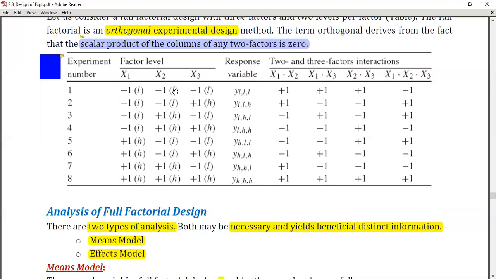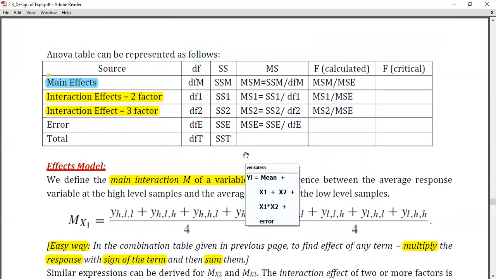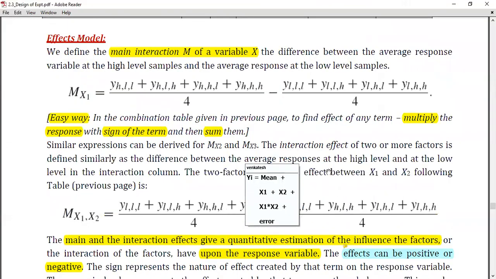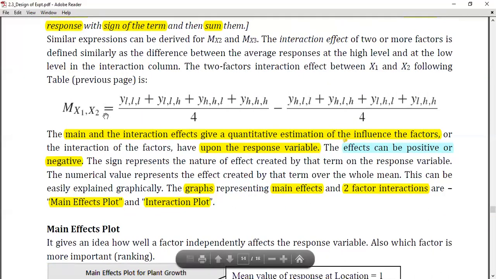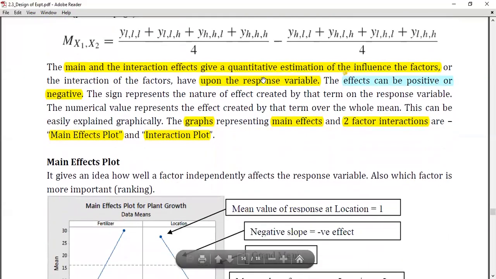Why 4? The total number of experiments is 8, and the minuses are 4 and the pluses are 4. So that is the total number divided by 2, and that will be in the denominator. What have I done? Sign multiplied by the response variable, sum product divided by 4, half of the experiments. So that will be the effect because of x2. Similarly for x3 or an interaction term, if you want to see, the same way: the sign multiplied by the response variable. So that is how we get it. Similarly for x1 and x2 also you can get the result.